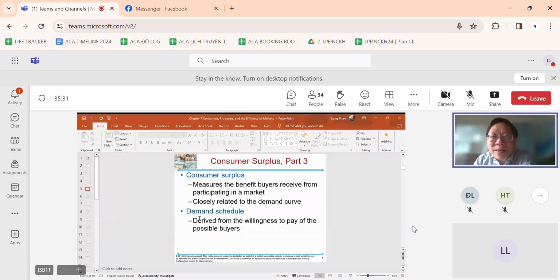You can see here the demand schedule, and from that we can draw the demand curve, which can be derived from the willingness to pay of the possible buyers. With more and more consumers, numerous consumers, the demand curve will be downward sloping. It is closely related to the demand curve, so we can use it to explain in further detail why the demand curve is downward sloping.